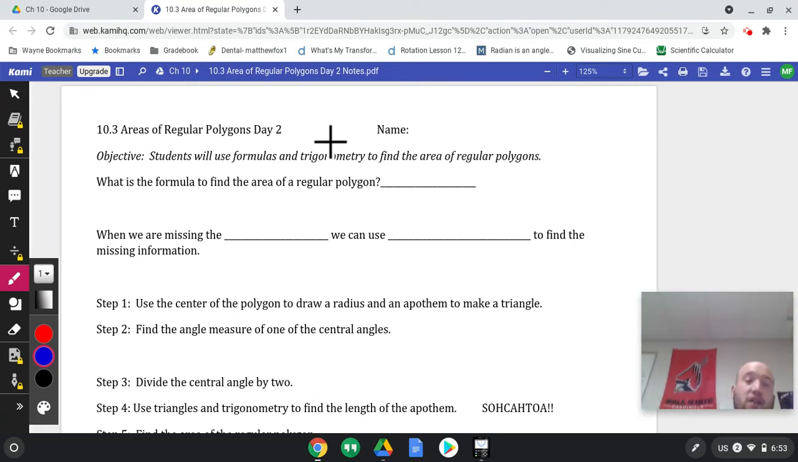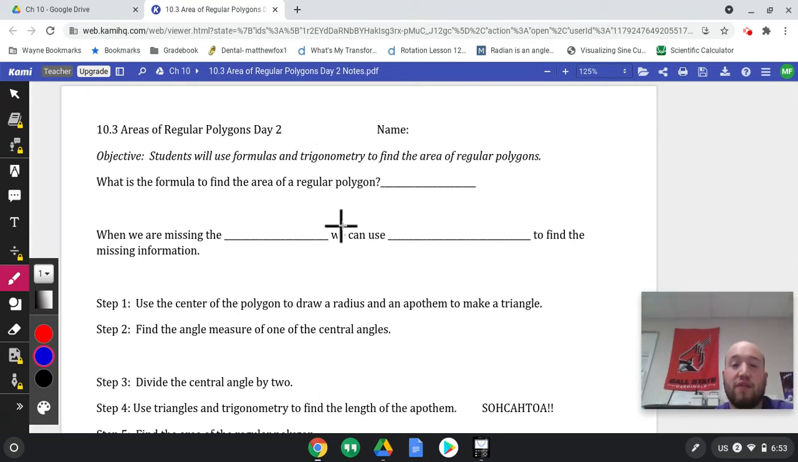So remember yesterday we had the formula to find the area of a regular polygon. The area equals 1/2 times a, with a being the apothem, times p, which is the perimeter. Remember, the apothem is a straight line from the center to the edge, forming a 90-degree angle. It goes to the center of that edge of each side. The perimeter is the distance around the edge.